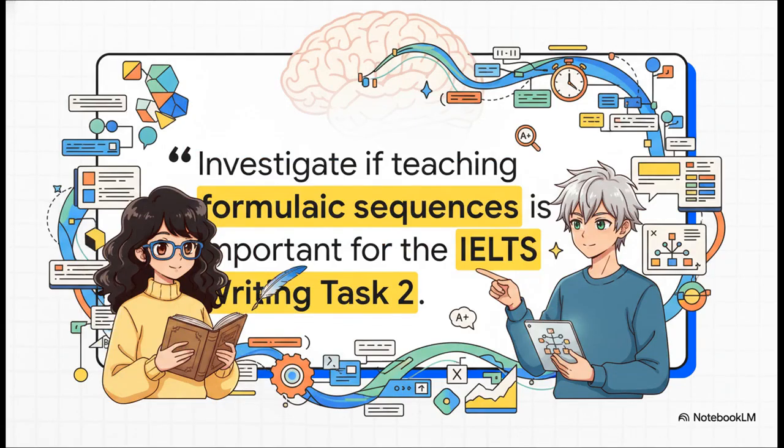Here's a concrete example from academic research. This study is looking at formulaic sequences for the IELTS writing exam. This connects directly to SFL's ideas about genre, in this case the specific Task 2 essay, and how certain language choices contribute to a text's coherence and effectiveness, which are of course key assessment criteria.